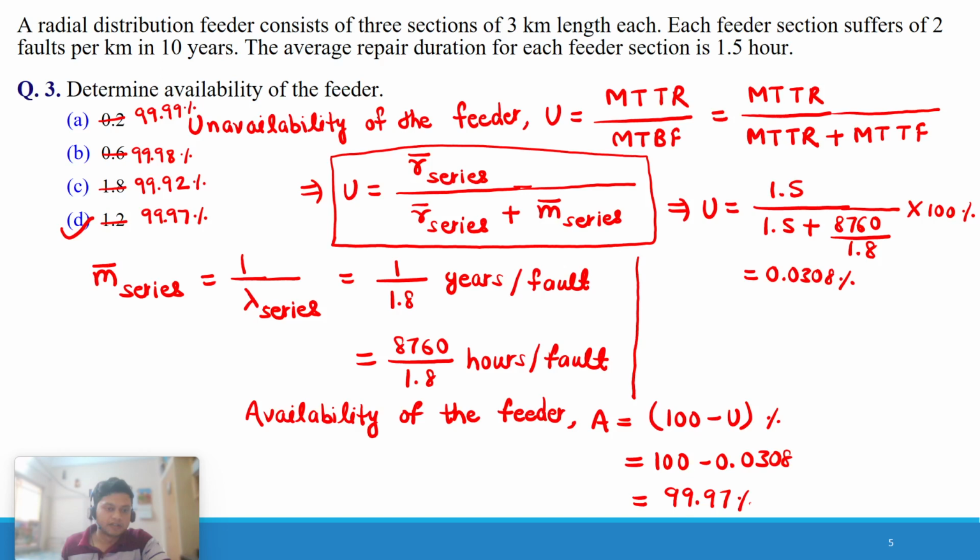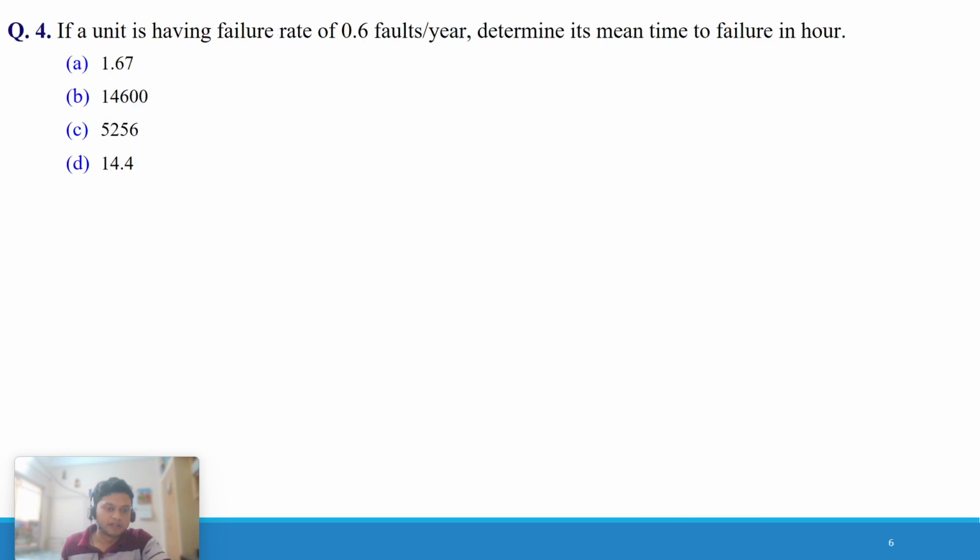Now we will solve individual type questions. The next problem: if a unit is having a failure rate of 0.6 faults per year, determine its mean time to failure in hours. Failure rate is given, you have to find out the mean time to failure, that is m bar.